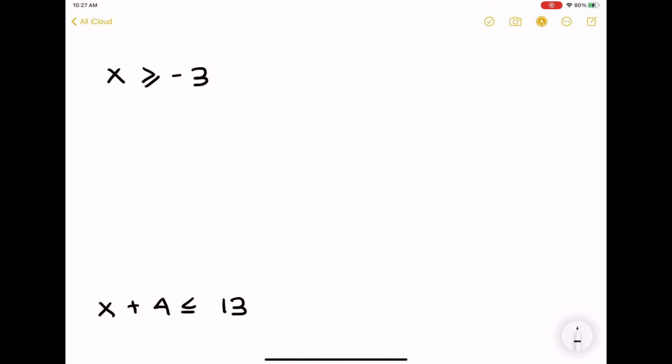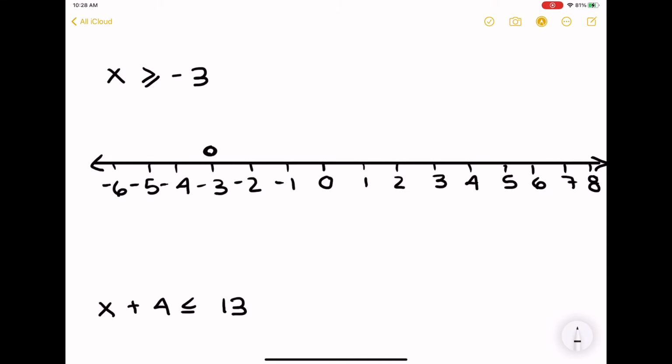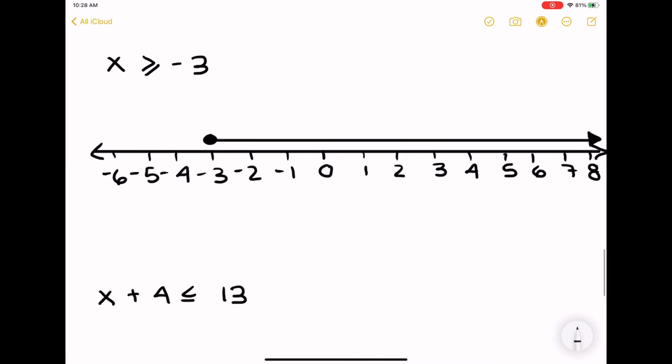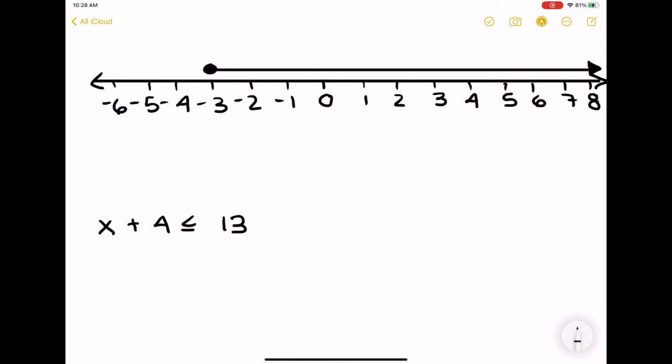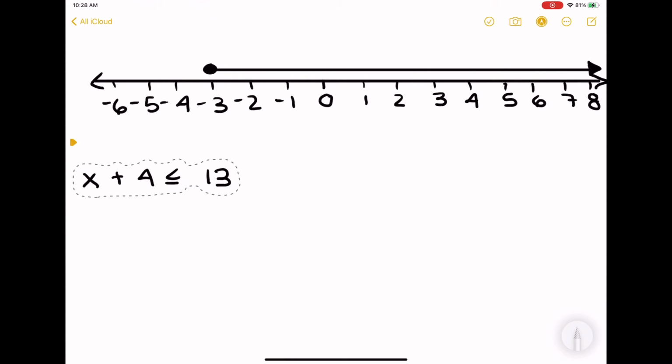Did you do it? Let's check if you got the correct answers. So in the first problem, if we translate it, it's x is greater than or equal to -3. So this means our filled-in circle will be at -3, and then because it's greater than, we will be going forward. And next one is x plus 4 is less than or equal to 13.